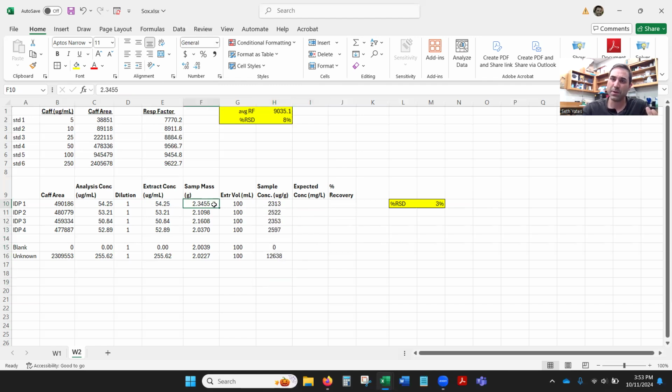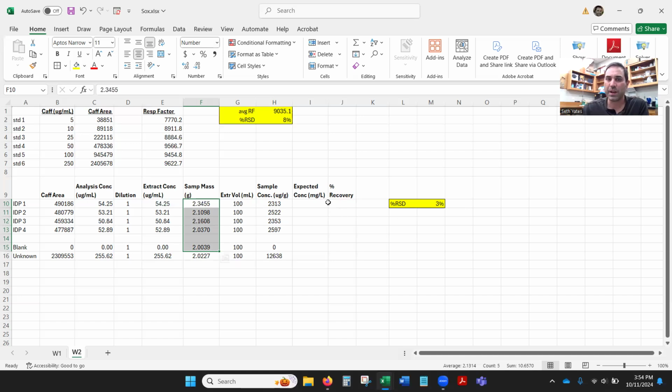You can also, some people go ahead and, because these ones, the sample itself didn't originally contain caffeine. It was just some sand and we added caffeine to it. So sometimes people put in a dummy mass of 2 for that and don't enter the precise mass, and make the calculations easier that way.